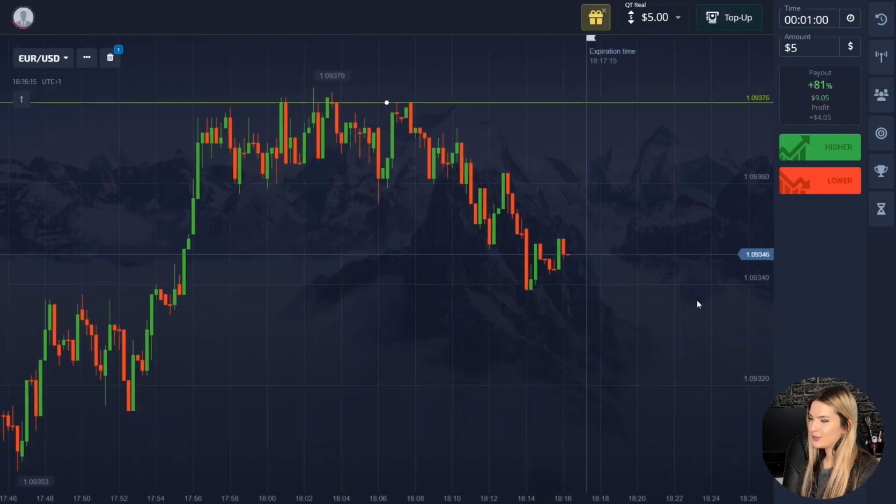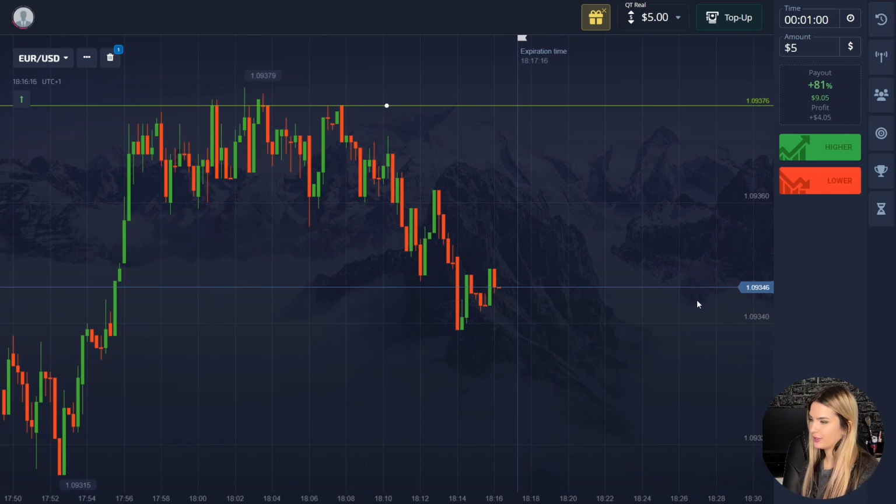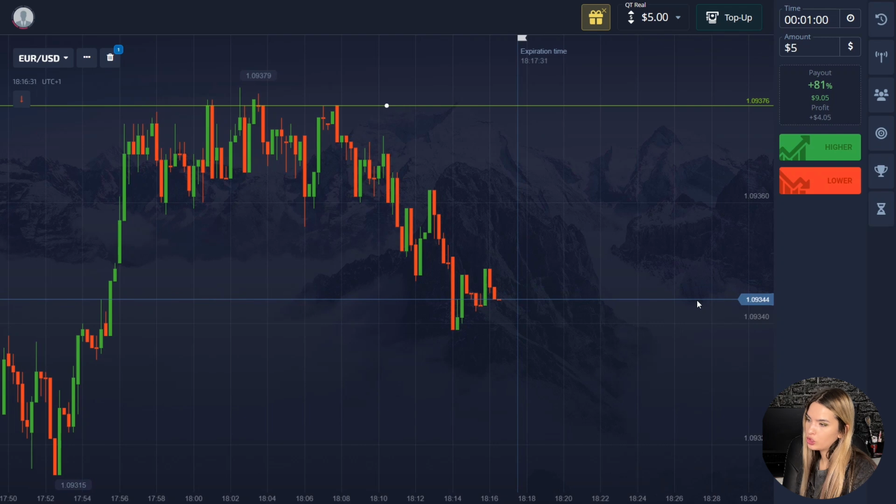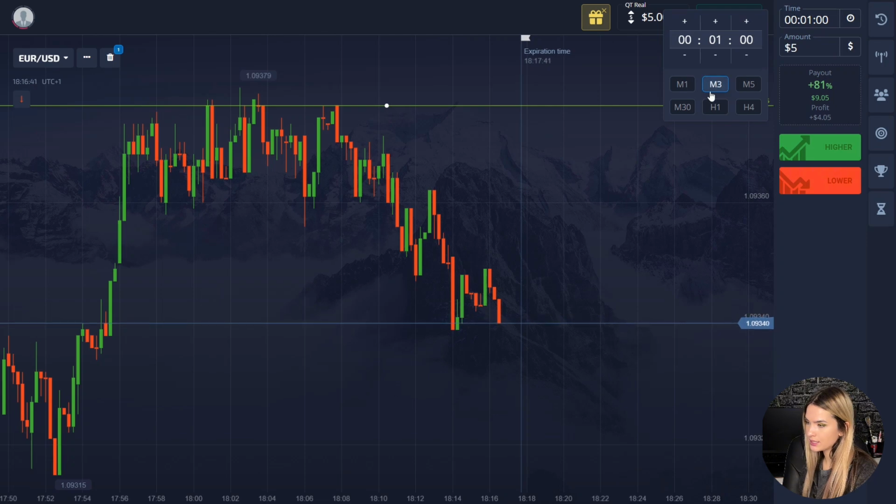Now let's look and choose the first entry point. I noted the level near which the price had been trading for a long time, but couldn't go higher, and a pullback occurred on the chart. As you can see, each maximum on the chart is lower than the previous one. Therefore, after the formation of the next decreasing maximum, I will open a deal down for 3 minutes.